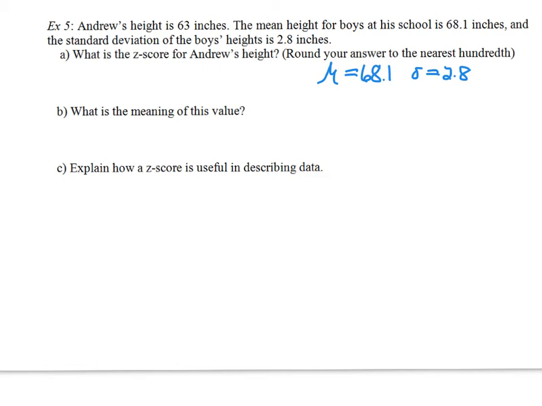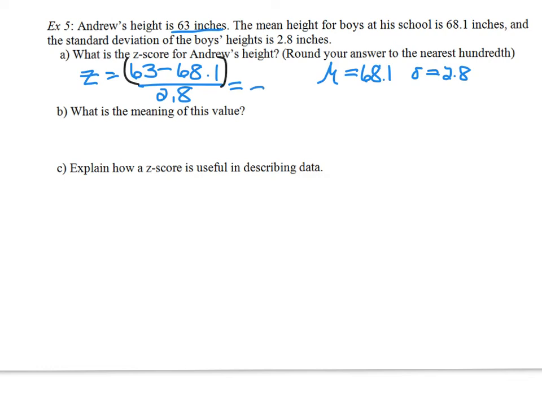So we want to know what is the z-score for Andrew's height when we know that Andrew's height is 63 inches. So the z-score would be equal to 63 minus 68.1 divided by 2.8. And we want to round this answer to the nearest hundredth. Now, clearly we can see that because Andrew is shorter than the average height, my z-score is going to be a negative value. So again, make sure that when you're doing this calculation, you put parentheses around your numerator.